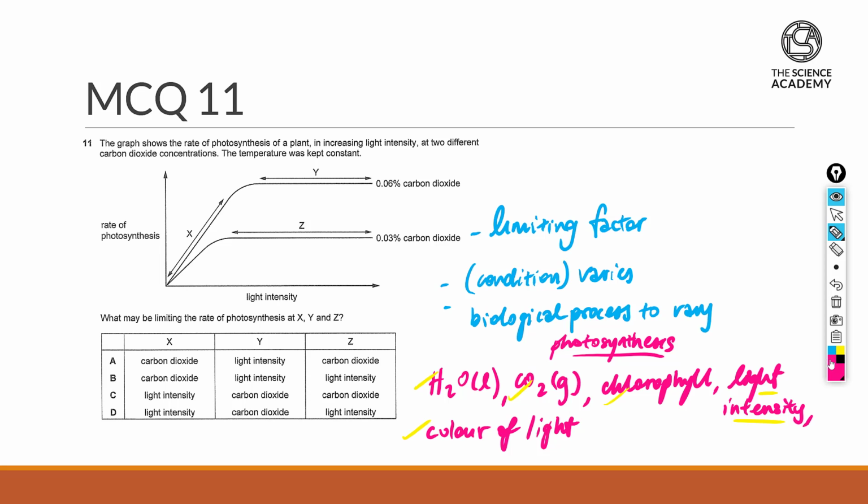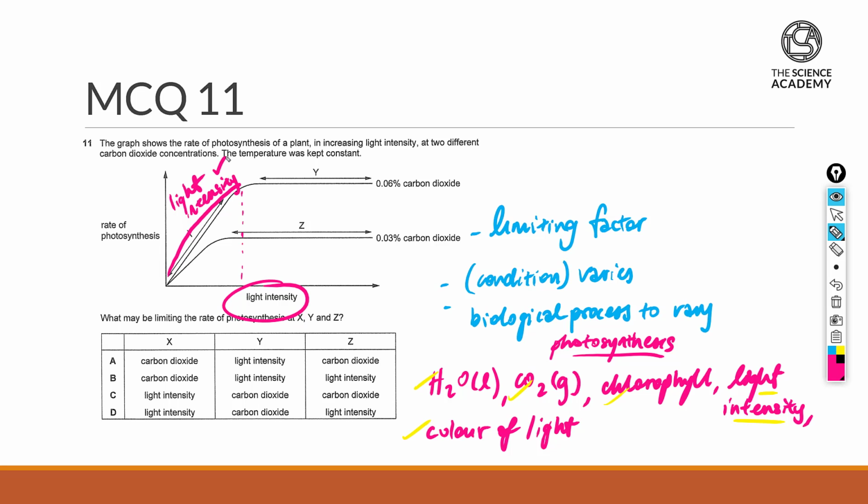So in this question here, if you take a look at the x-axis, which is going to be light intensity, at the region of x, as light intensity is actually increasing, I will say that the graph is also seeing an upward trend for y and z. So I'll say that for x itself, in this region, my light intensity is considered to be a limiting factor.